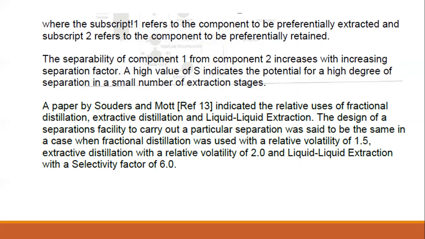A high value of S indicates the potential for a high degree of separation in a small number of extraction stages. If you get a high value of S, it means you will get a good separation within a small number of stages of extraction. You will not need too many stages of extraction, and you will get a good separation if you get a high value of S.